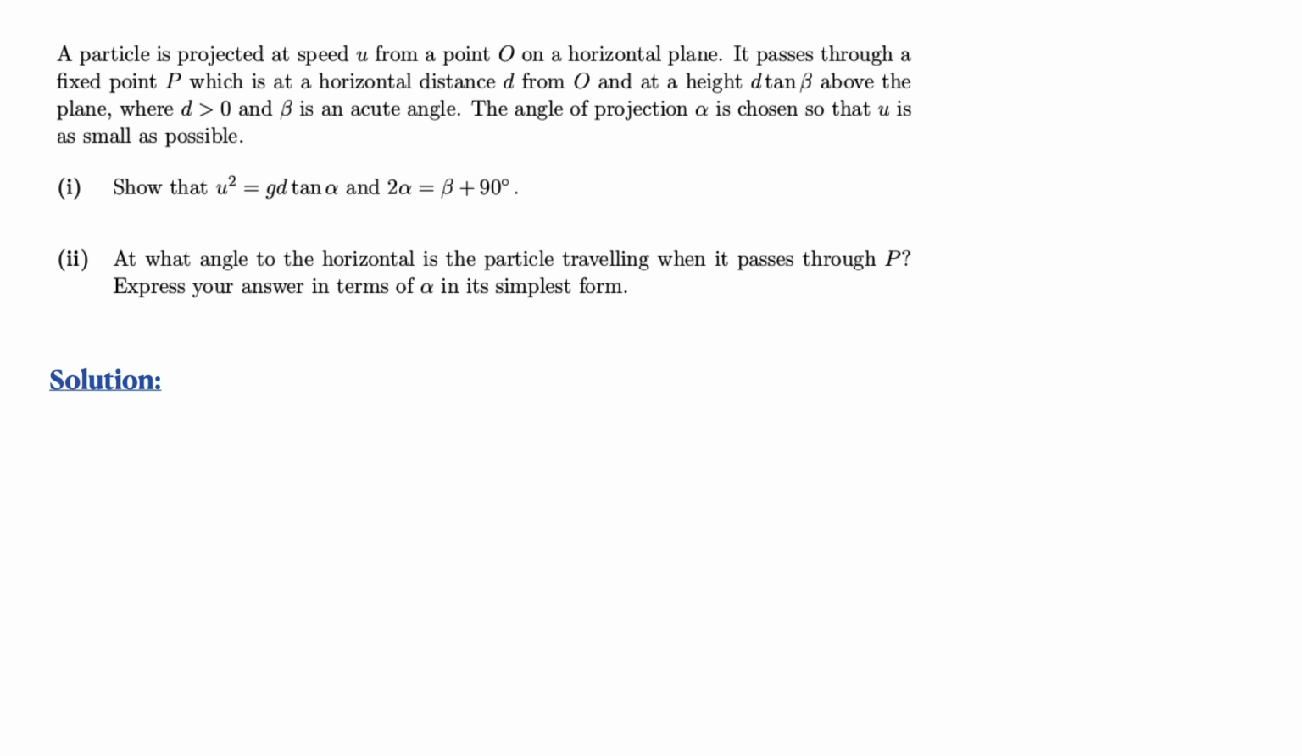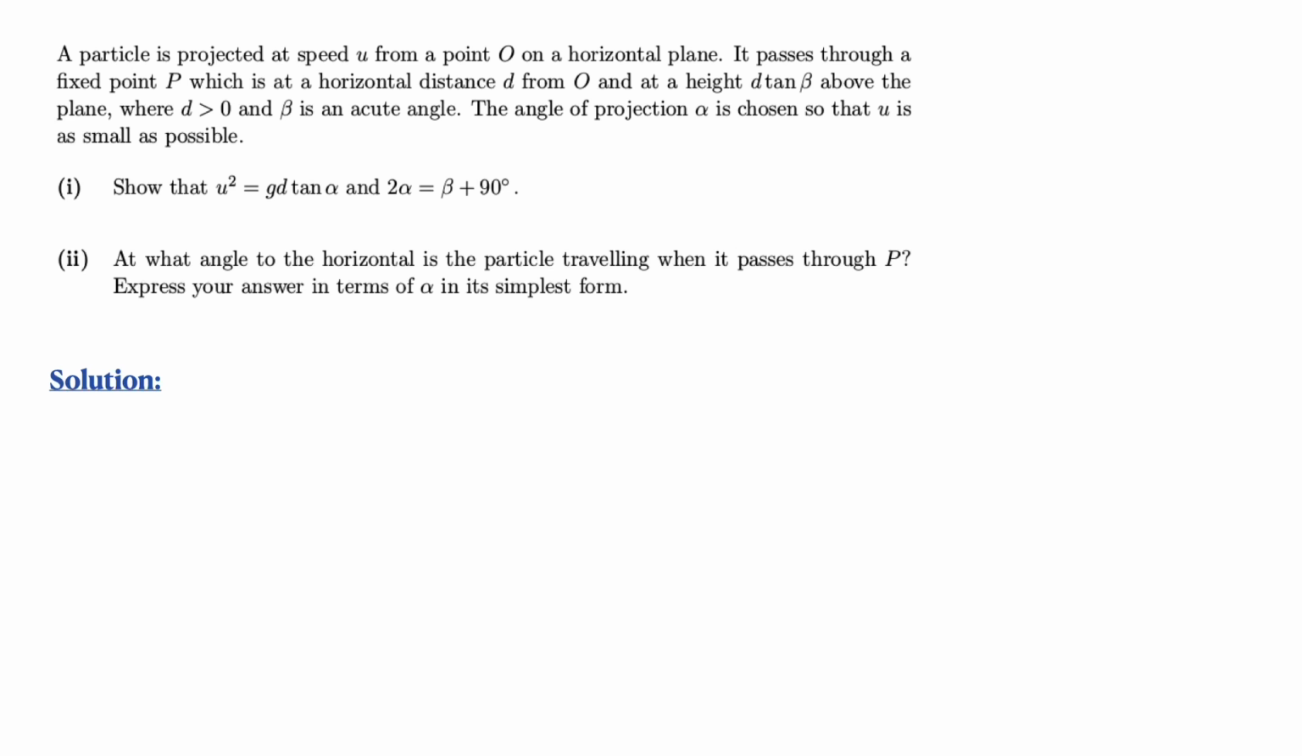A particle is projected at speed u from a point O on a horizontal plane. It passes through a fixed point P which is at a horizontal distance d from O and at a height d tan beta above the plane, where d is greater than 0 and beta is an acute angle. The angle of projection alpha is chosen so that u is as small as possible.